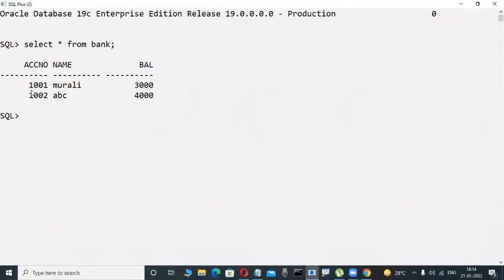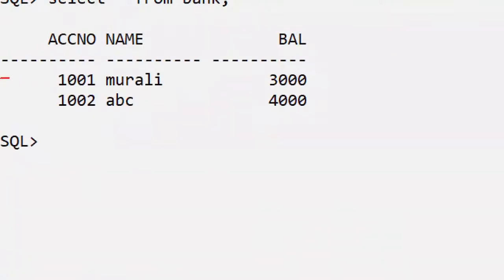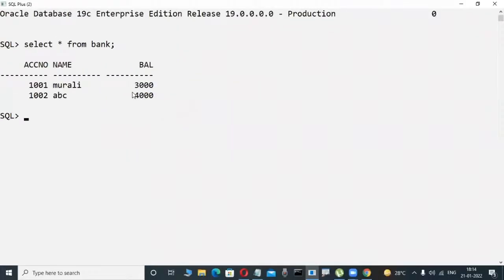Suppose this data, observe it here for one minute only. 1001 is an account number. My name is Murali, I'm an account holder. My balance is how much? 3000. Observe here, my balance is 3000, for example. Now check out the scenario. Slowly observe it here.